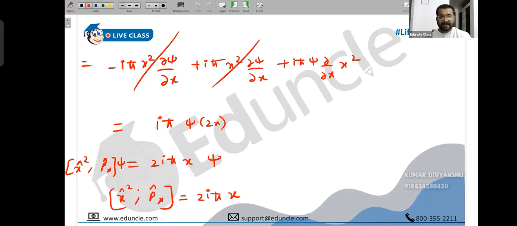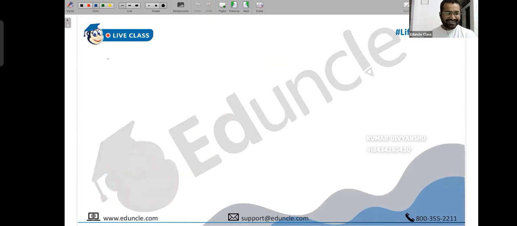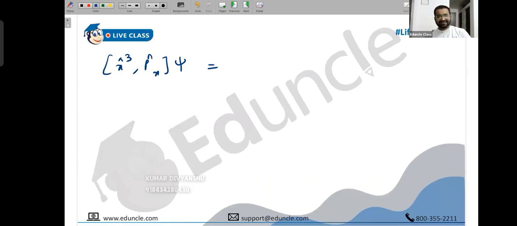I think we can have maybe a general case. Right now we have x raised to 1, then x raised to 2. Now x cube, that will be 3x squared. Okay, let's quickly check this. So what do we have? x cap cube comma p cap x. I love generalizing. I don't even need to multiply this with psi. So calculate. Take your time. Have patience.